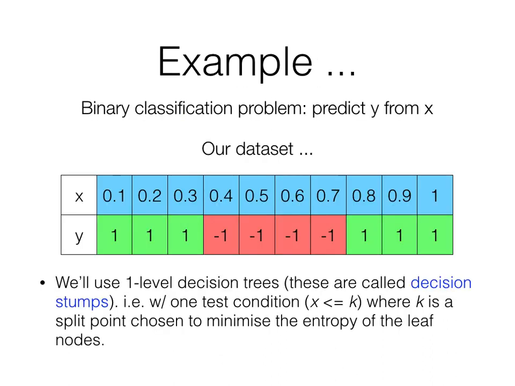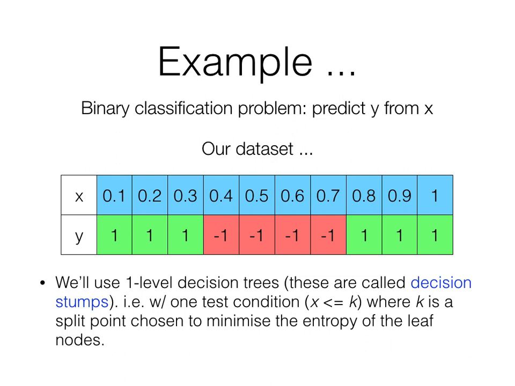Let's look at an example now. We're going to do a binary classification, so predicting 1 or -1, and we're going to predict a y from our x. So here's our data set. It's really simple. All we've got is one input attribute, and that's called x, and our training set has values 0.1 all the way up to 1. And our y is 1 or -1. And you can see that everything 0.3 and under is a 1, and anything from 0.8 above is a 1, and anything between 0.4 and 0.7 is a -1.